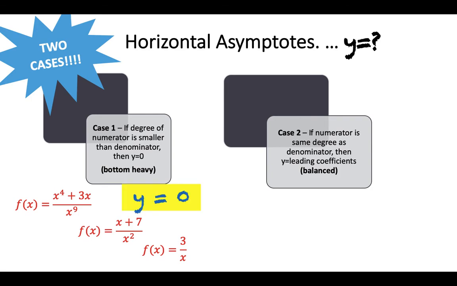Now case 2. It's shown here in yellow that our asymptote is y equals 0 for this case.